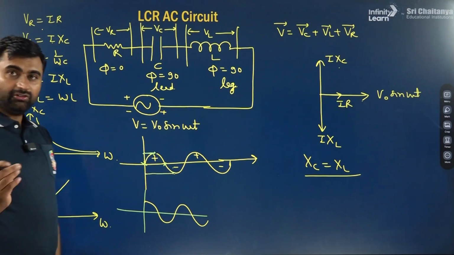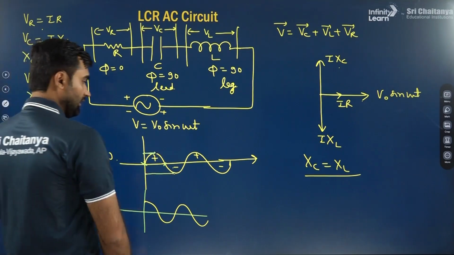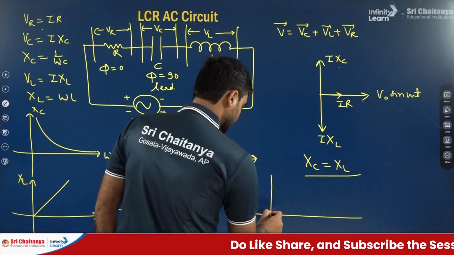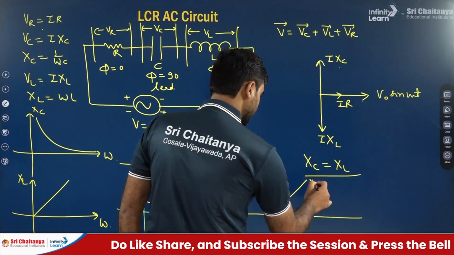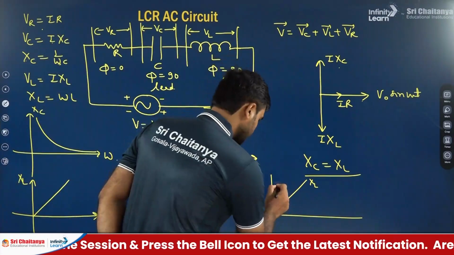Okay. Now if we combine both graphs, then the graph will be like this. This is the graph of XL and this is the graph of XC.